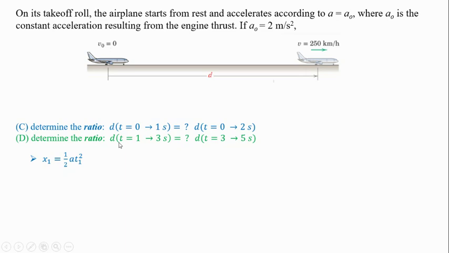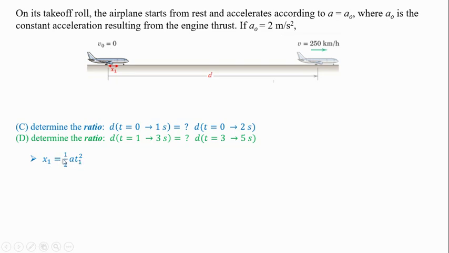I've chosen that as my reference point, or my baseline, from 0 to 1. So in the diagram, this little segment is the distance, which I'll call x1, and that takes 1 second, from 0 to 1 second. I don't know what it is. I'm just going to call it x1. It doesn't really matter to me. So therefore, the displacement function for x1 simply reduces down to 1/2 at1 squared.